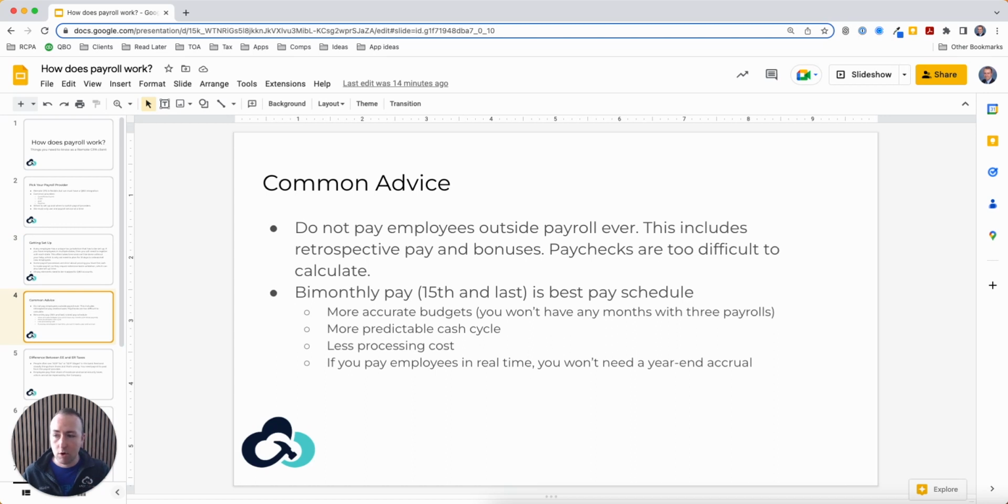Now we have just some overall common advice, things to watch out for. Do not pay employees outside of payroll ever. This includes retrospective pay adjustments, bonuses. Paychecks are way too difficult for you to calculate on your own. And this is another thing that's probably going to trail on for months if you do it, trying to communicate how much was paid and get caught up on tax withholding.